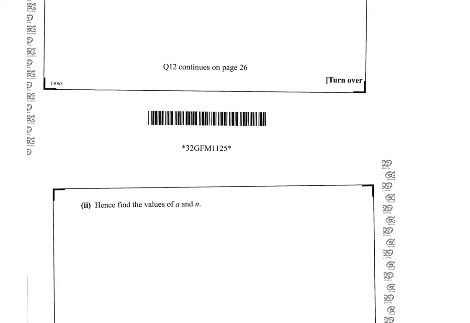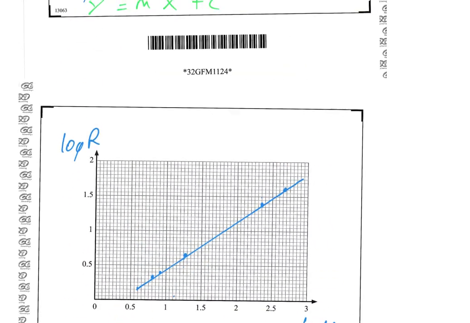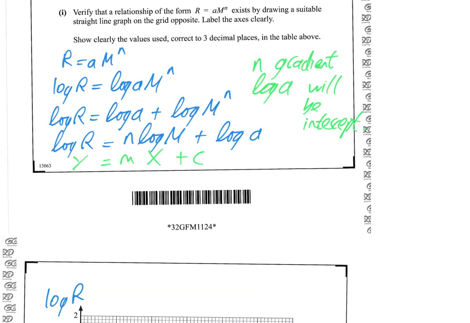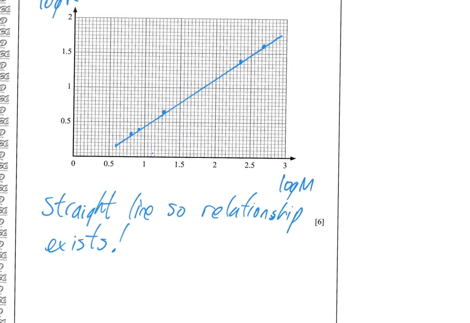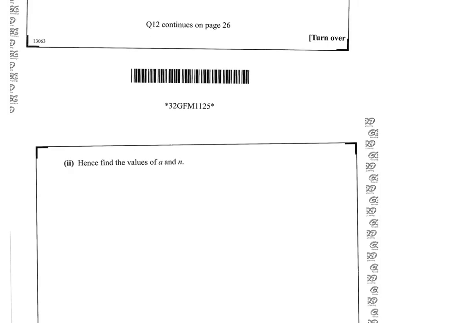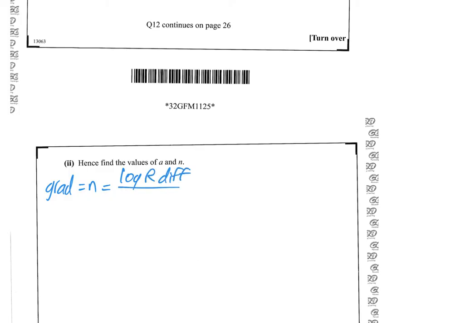a and m. So remember back here, we said that your n is your gradient and log a will be the intercept. We cannot use our graph to find the intercept, so they're being a wee bit nasty to us here. That's just the way it is. We want to find the values of a and n, so we'll say the gradient is equal to n, and it is equal to your log r difference over your log m difference. You may have learned this a different way, rise over run or whatever, but we're going to do this.